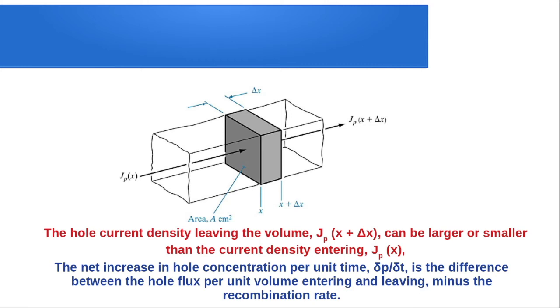Imagine the hole is moving from a point x, with current Jp of x, and it is entering an area where there is a possibility of recombination. The current entering that shaded area may not be the same as the current leaving the gray area, moving ahead to x plus delta x; it can be more or less. Suppose we consider that there will be an increase in hole concentration. We are just taking it; it need not always be an increase. There can be a reduction based upon the material.